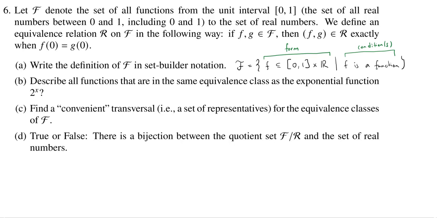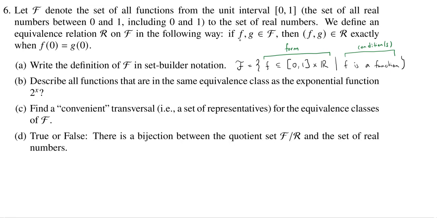Okay, can we do B without reading anymore? Describe all functions that are in the same equivalence class. Oh, okay, we're going to need to know what the equivalence relation is. So we haven't gotten to that yet. All right, let's go back. We define an equivalence relation R on F. Okay, cool. There's an equivalence relation. Well, my goodness, you're going to define an equivalence relation on this set F. And the elements of that set F are functions from the unit interval to the real numbers. Okay, well, let's see how we're going to relate two functions to each other.